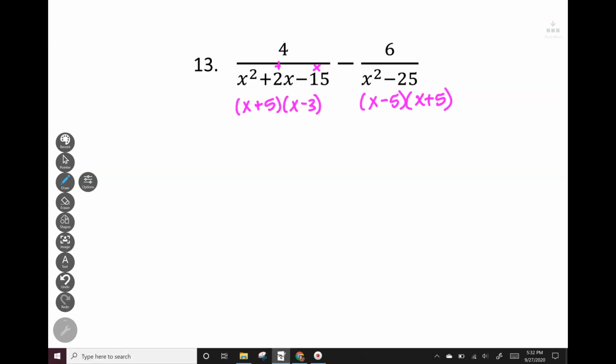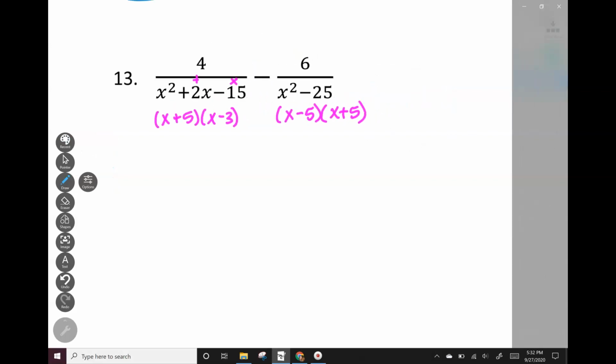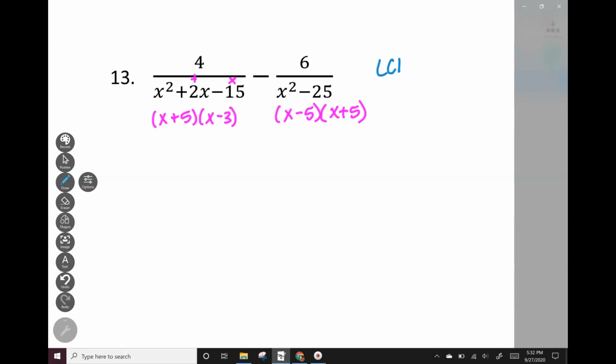Okay, so now you have to multiply what's missing in this denominator. Actually, let's write our LCD out real quick. LCD. So for LCD here, it's going to be the combination of all factors in the denominator. So I need to have x minus 5, x plus 5, and x minus 3. So just writing each of these one time.